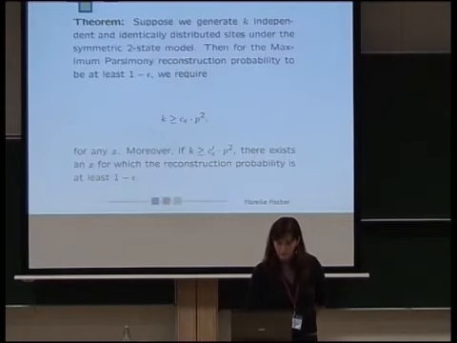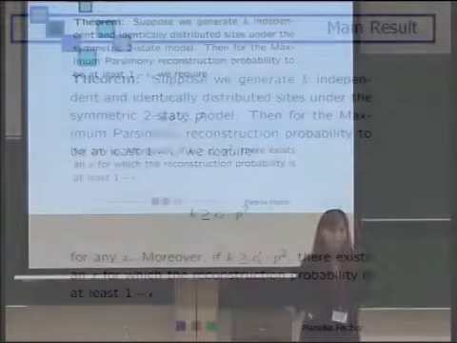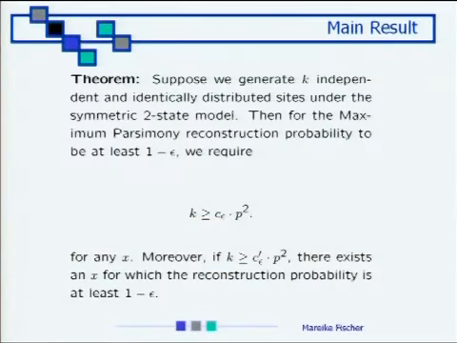So what we found out then is, this is a long theorem, but I'm going to simplify it in a minute, that if you generate k independent and identically distributed sites under this two-state symmetric model, then for the maximum parsimony reconstruction probability to be at least 1 minus epsilon, you require k to be larger than a constant times p squared for any x. And if k is larger than a constant times p squared, then there also exists such an x that provides you a reconstruction probability of 1 minus epsilon.